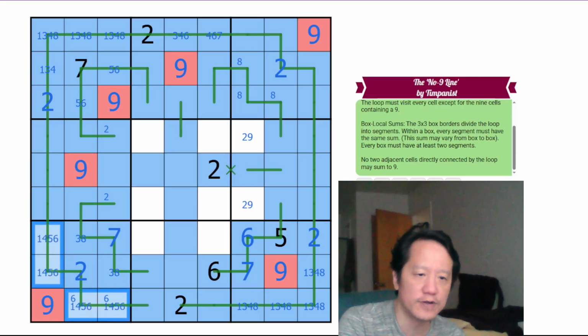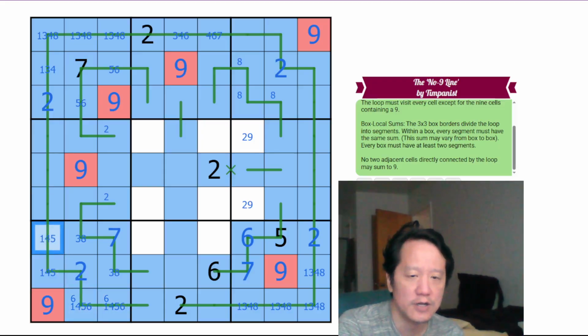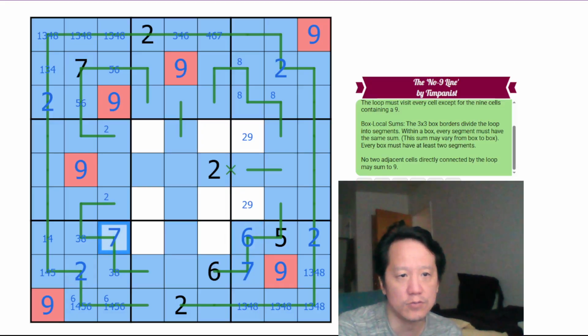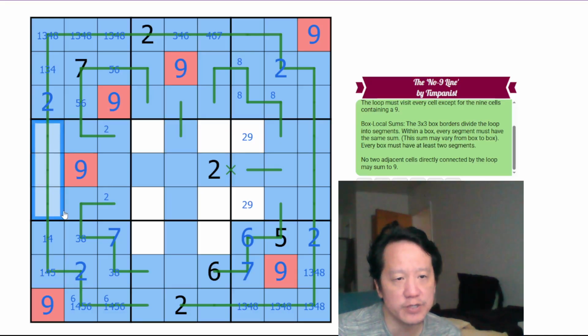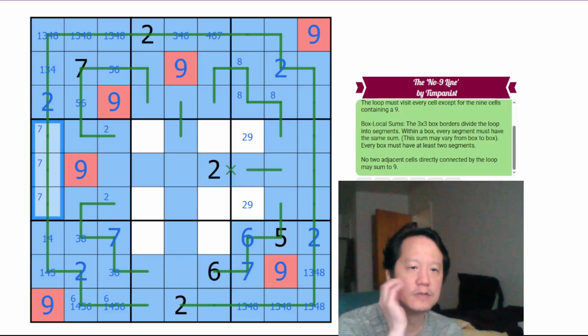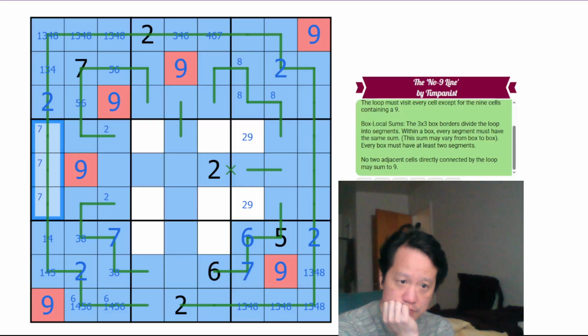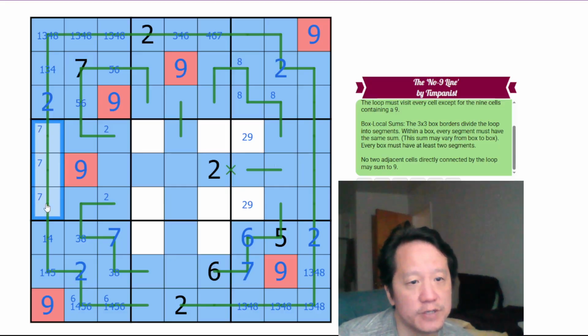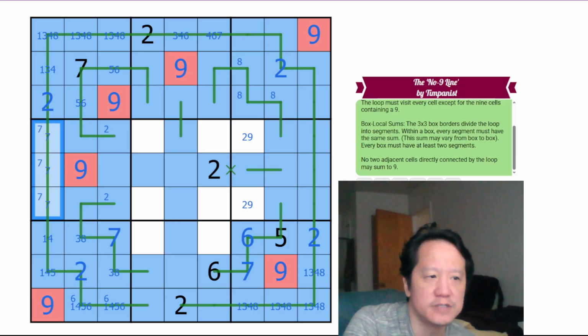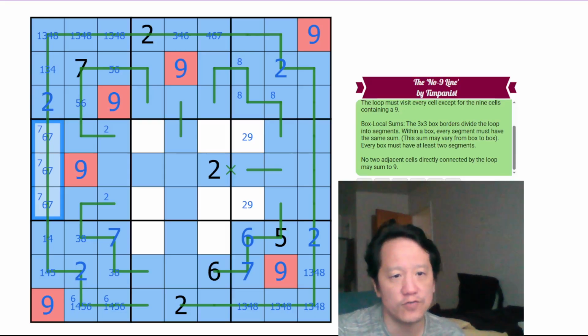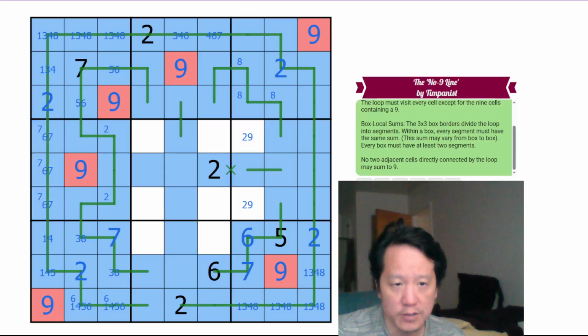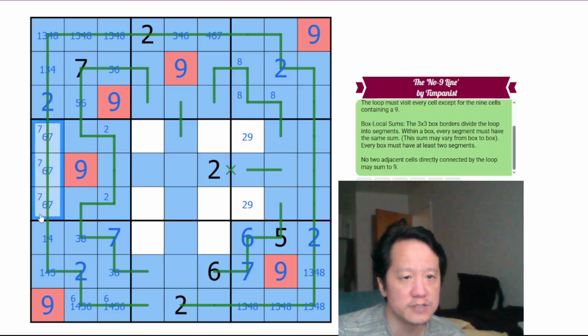So we have 1, 4, 5, 6. Obviously no 6 here, no 6 here. This can't be 5 because of 5 in the row. Where is 7 then? 7 has to be on this segment. And where is 6? 6 has to be on this segment. So this is guaranteed to be 7 and 6, which is already greater than 12. So then this must connect this way. So this has to be 6, 7, and 5, adding up to 18, which eliminates 5, 6, and 7 in the rest of the column.